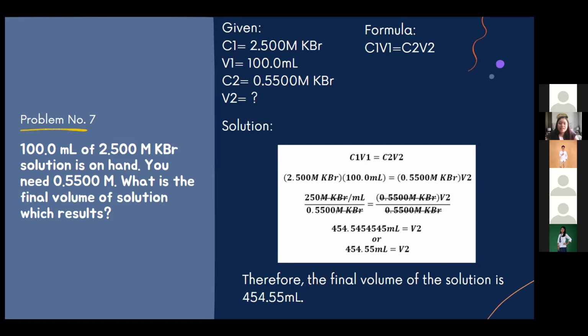So, i-dilute natin class from 100 ml, dagdagan natin ng solvent, maging 454.55 ml yung volume niya, ang concentration from 2.5 bababa siya into 0.55. That's the process of dilution. Okay, last one before tayo mag-end.